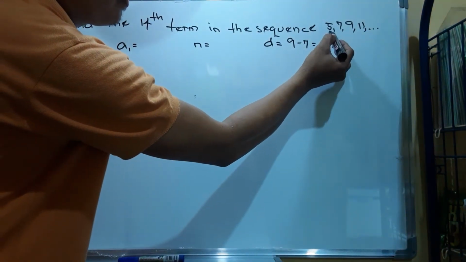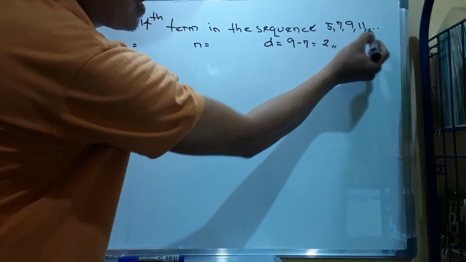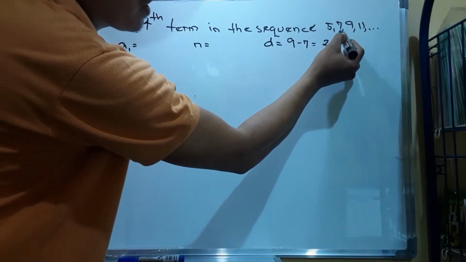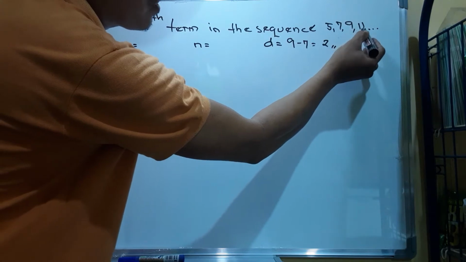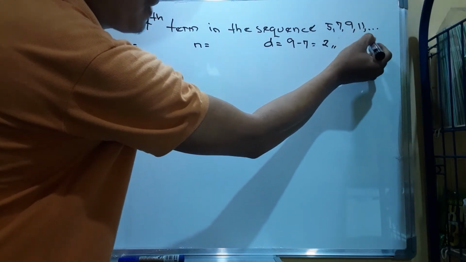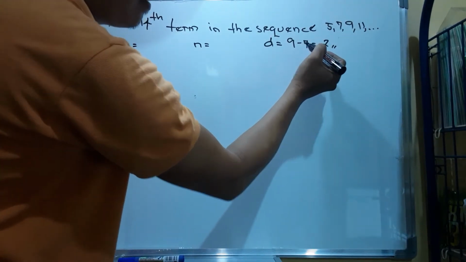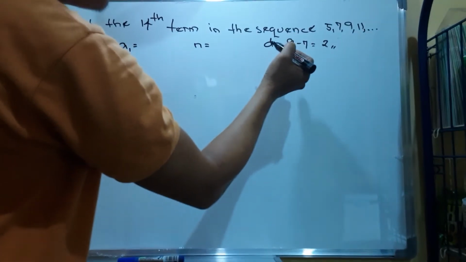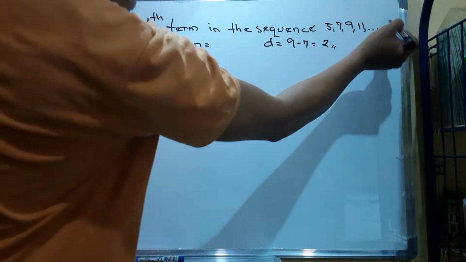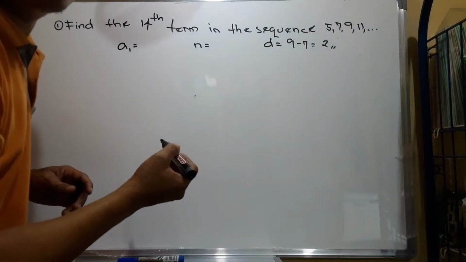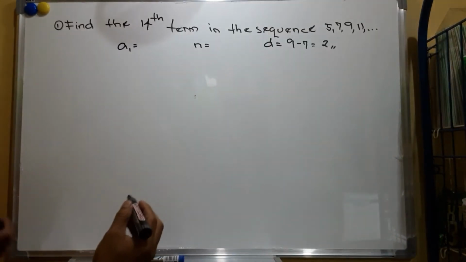If you move toward the right, you add 2. So 5 plus 2 is 7, 7 plus 2 is 9, 9 plus 2 is 11. But if you move toward the left side, you subtract. And if you move toward the right side, you add. Okay? So now, let's continue.